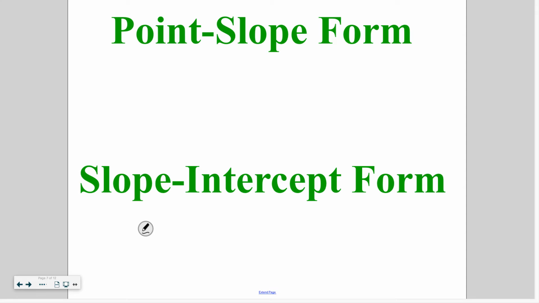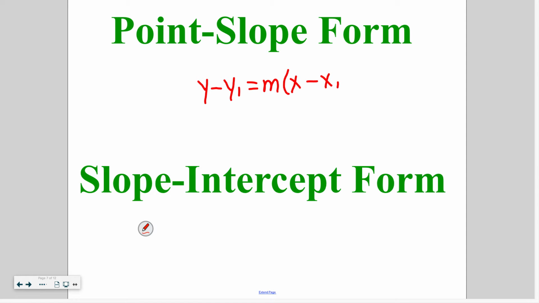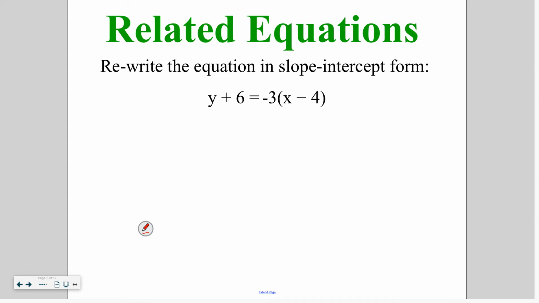The other thing that we're going to do today is convert from point-slope form into slope-intercept form. So a reminder, your point-slope form is y minus y1 is equal to m parentheses x minus x1. Your slope-intercept form is y equals mx plus b. So we are going to turn this equation into this sort of format. So for example, we're going to start with y plus 6 is equal to negative 3 parentheses x minus 4. We're going to take our point-slope equation and rewrite it into slope-intercept form.